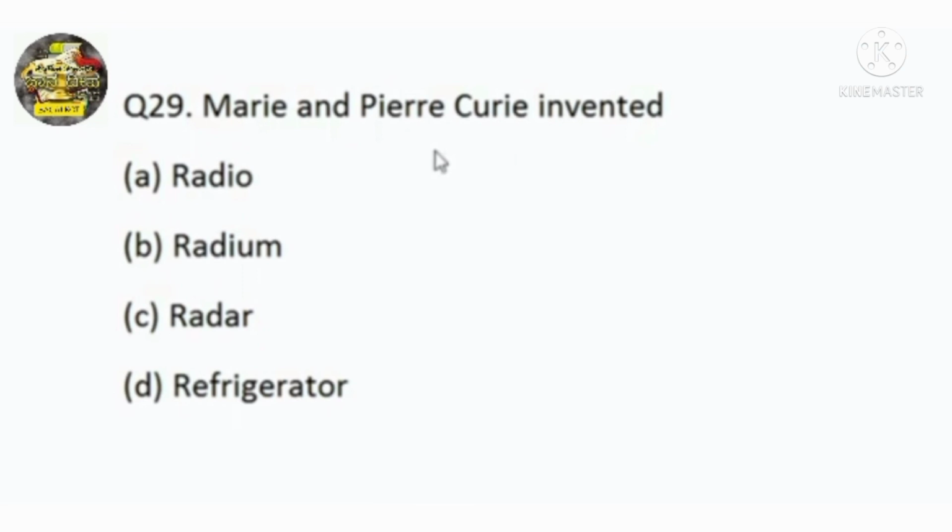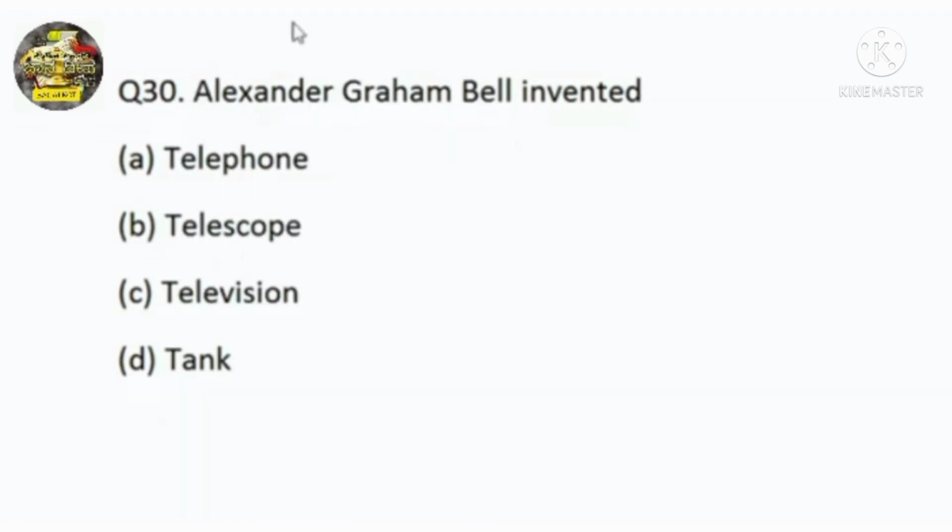Both invented. Which is the right one? The options are: A, radio. B, radium. C, radar. D, refrigerator. The right answer is radium. Then we move on to the 30th question. Alexander Graham Bell invented: A, telephone. B, telescope. C, television. D, tank. Which is the right answer for this question? The exact answer is telephone.